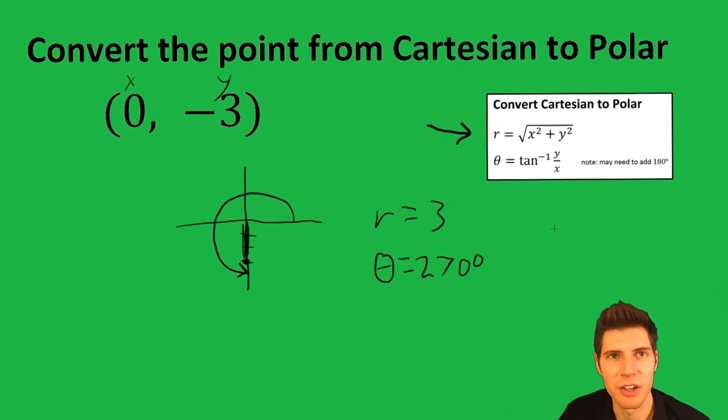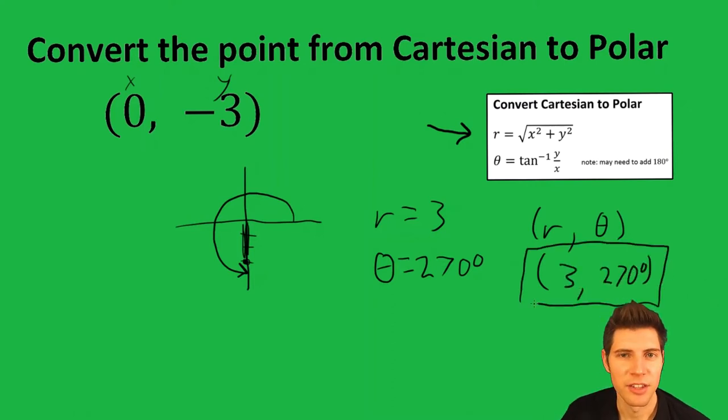Polar is expressed as r, theta. We're going to put 3 for r and 270 degrees for theta. And that's the answer to the question.